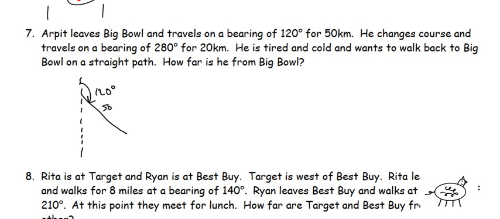for 50 kilometers. He changes course. So I'm going to draw another bearing line because he's got a new bearing. And he travels at a bearing of 280 degrees. Well, don't you guys agree this is like that way? Because it's going all the way around. It's a little bit more than 270. And he does that for 20 kilometers. And this is 280 degrees. He is tired and cold, poor kid, and wants to go back to Big Bowl on a straight path. So it says, how far is he from Big Bowl? So you want to know this distance right here.